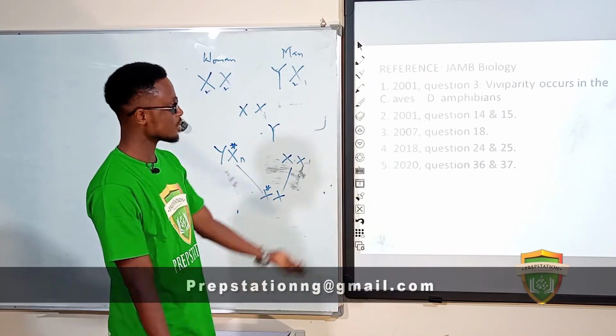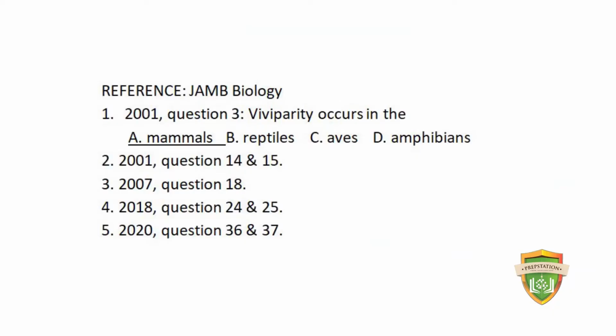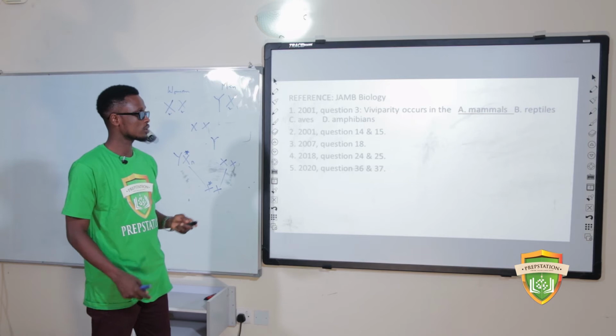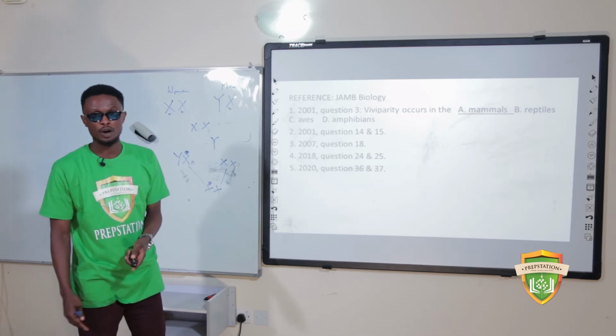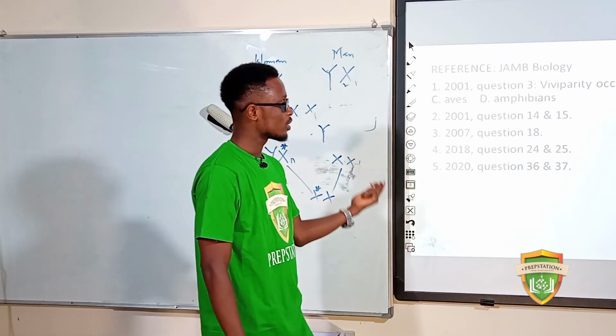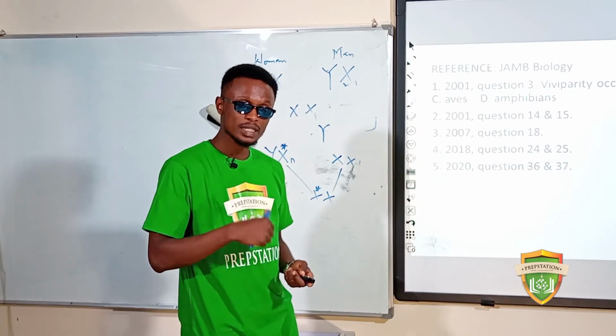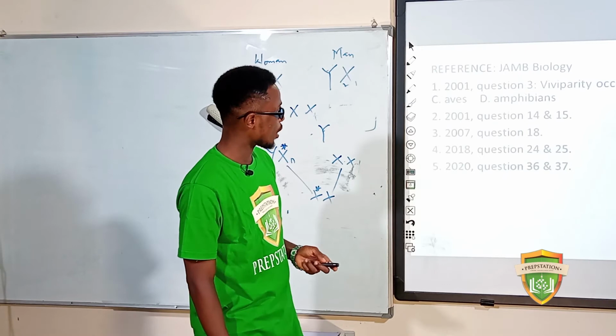Now, for reference, 2001 question 3, viviparity occurs in mammals. For viviparity, the mammals, that's viviparous animals. Mammals give birth to their young ones alive. Fertilization is internal. The embryo also develops inside the body of the female animal.